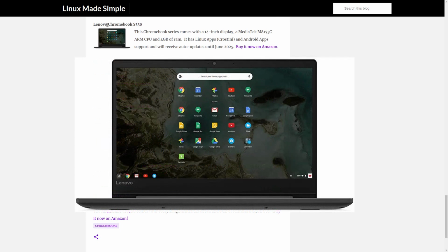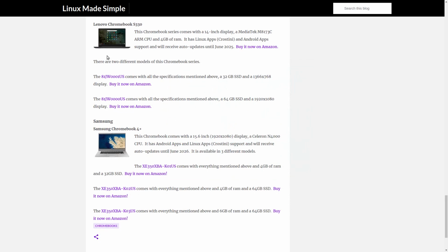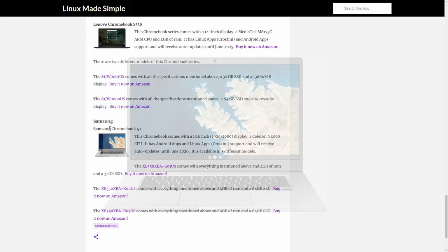The Lenovo Chromebook S330. Samsung. The Samsung Chromebook 4 Plus.